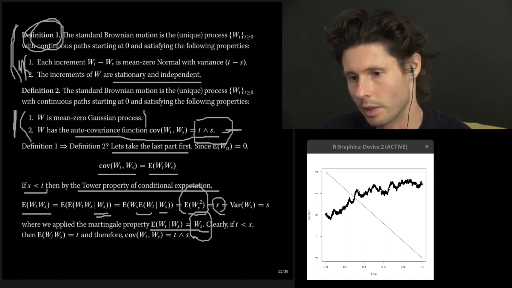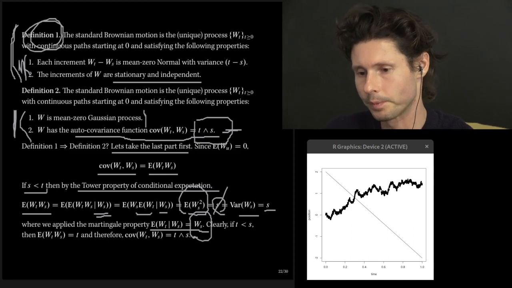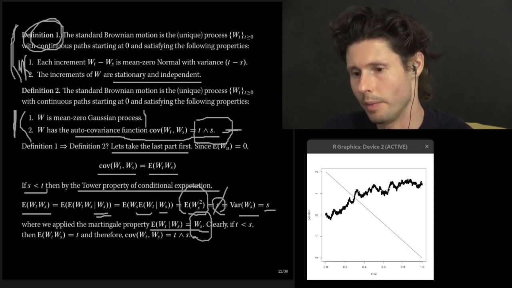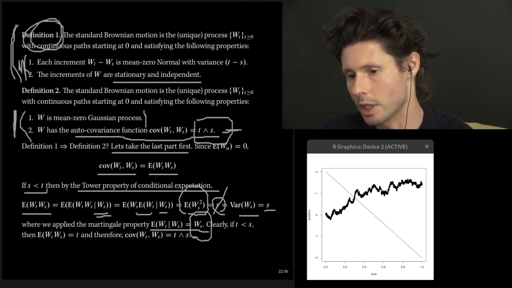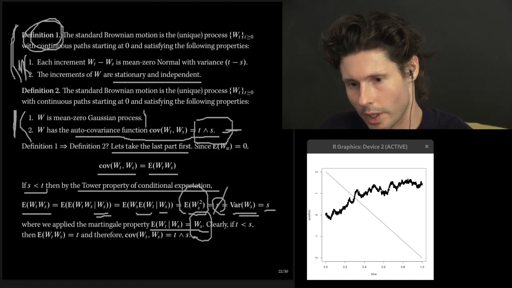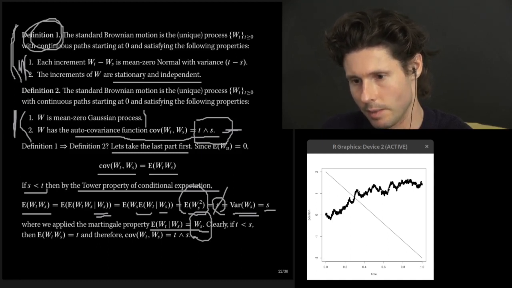And so this part could be crossed out, and this expected value squared is equal to the variance, which is equal to s. And this comes from the probability density function of the Brownian motion at time s. So we just ran this for s less than t.